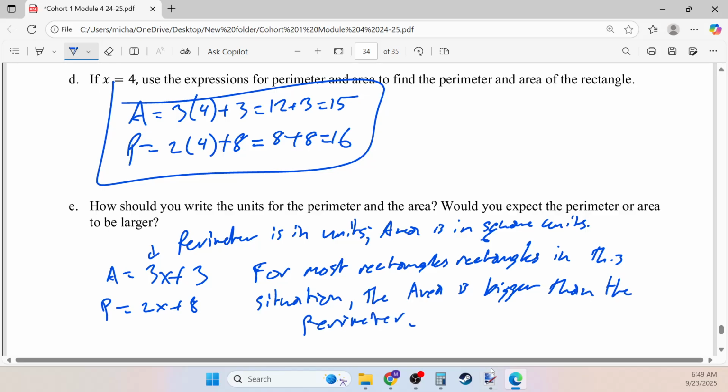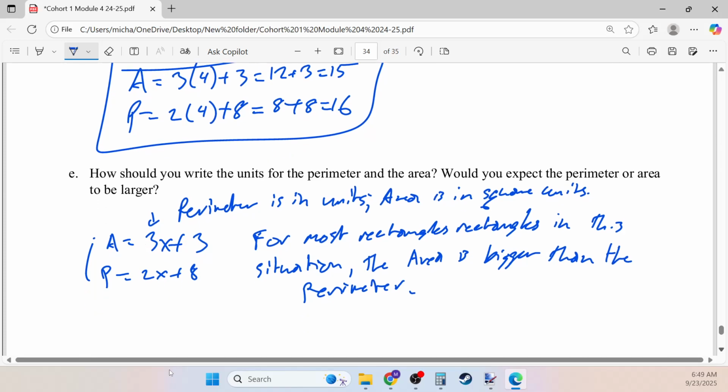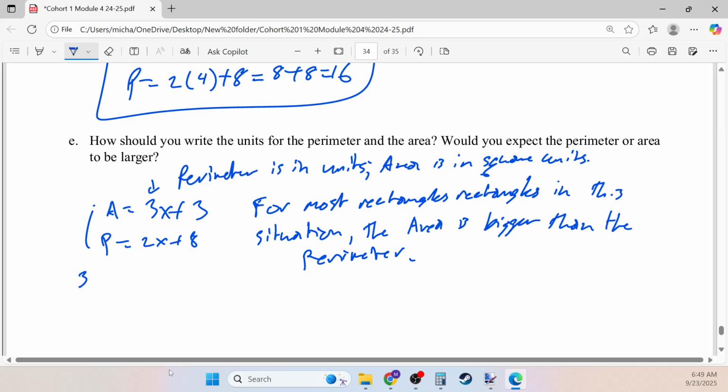What I mean by that is that the area and perimeter numbers will be equal at a certain x value. We can calculate that by setting them equal to each other. This is not part of the solution, by the way.